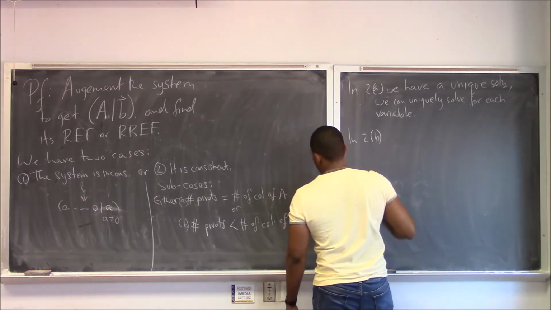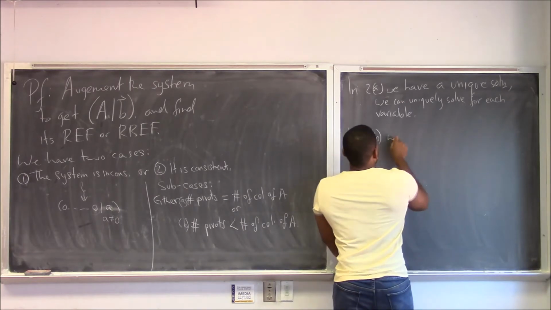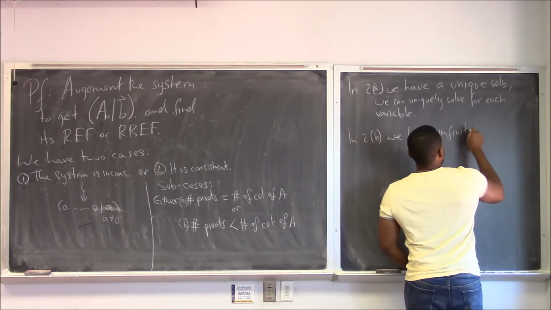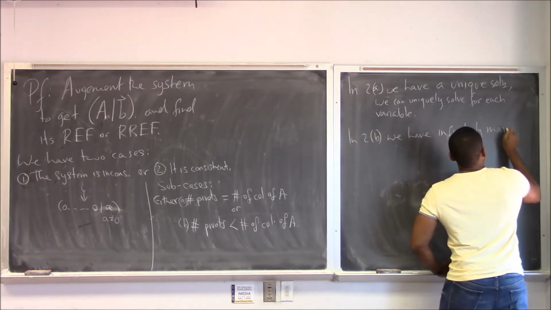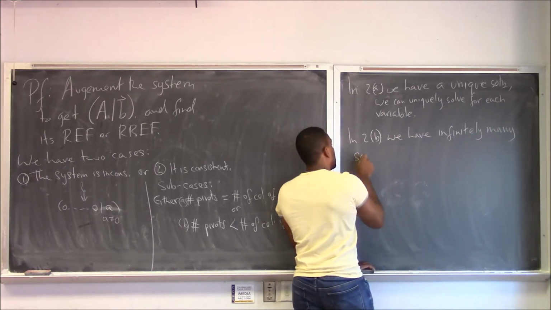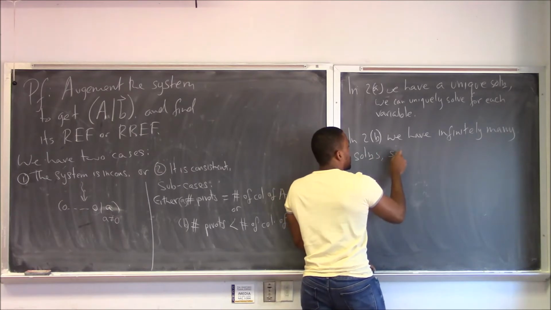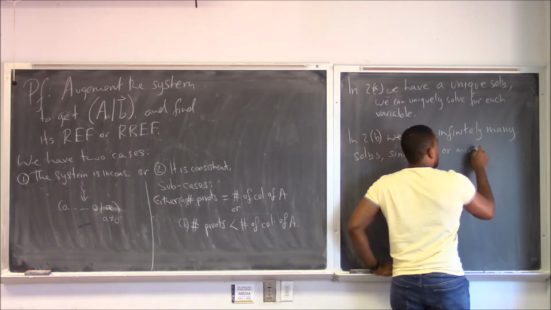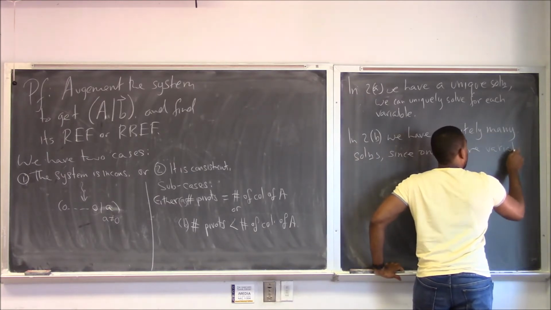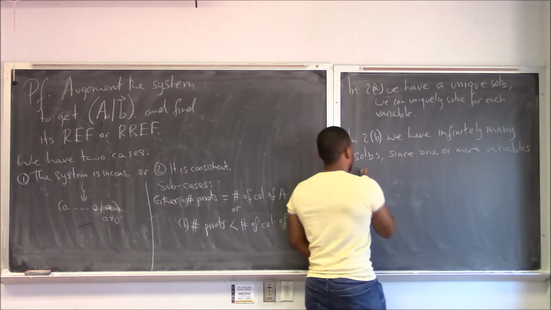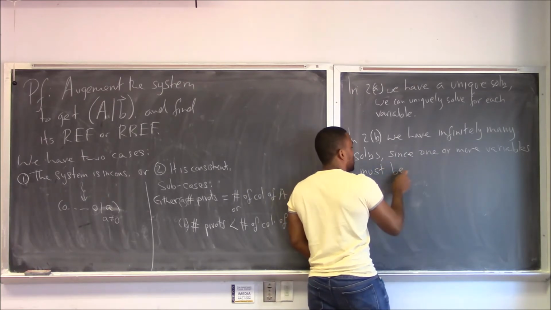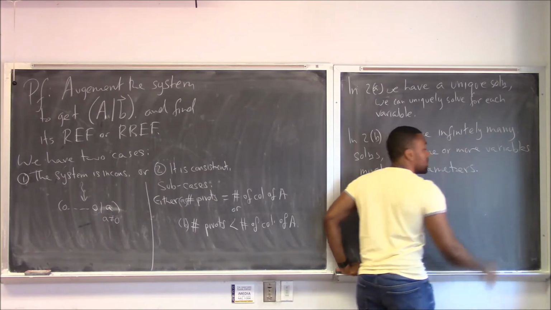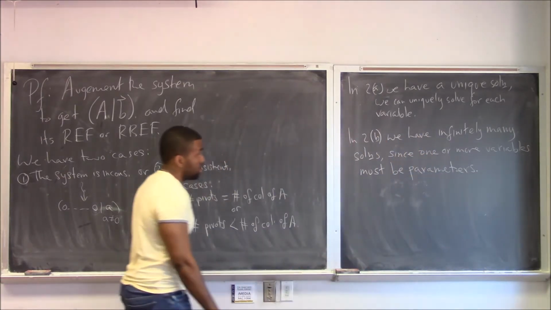In 2B, we have infinitely many solutions, since one or more variables must be parameters. They can literally take on any value they want, and the solution will be solved.